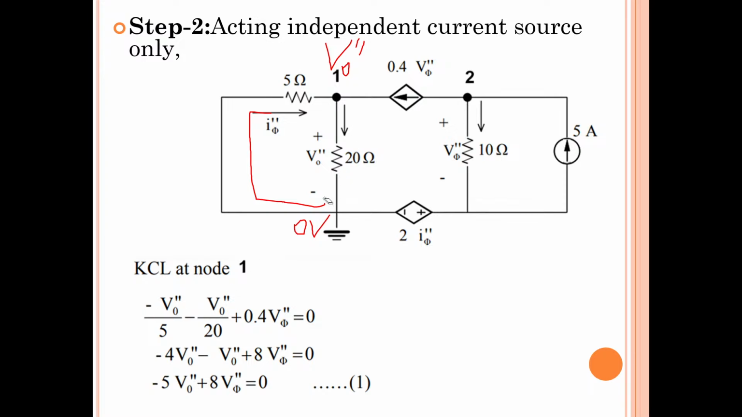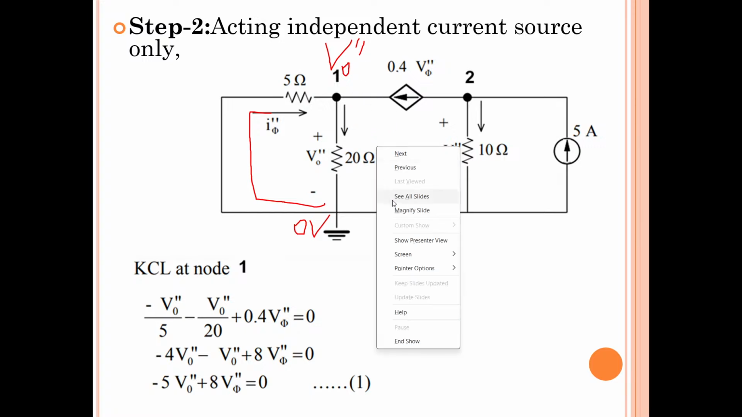Next, what is the current in this 20 ohms resistor? In the 20 ohms resistor, it is 0 minus V0 double dash by 20.